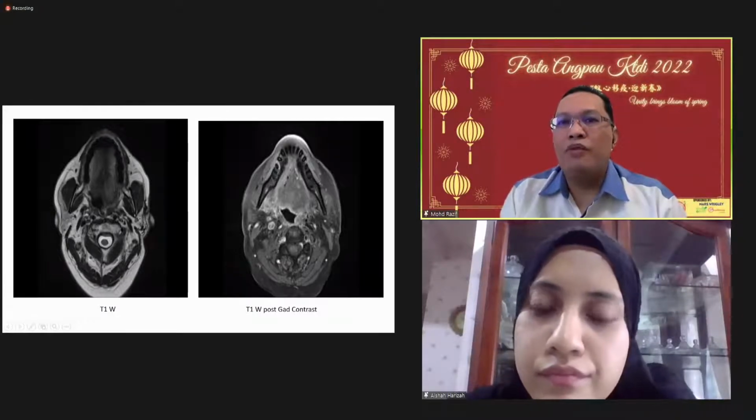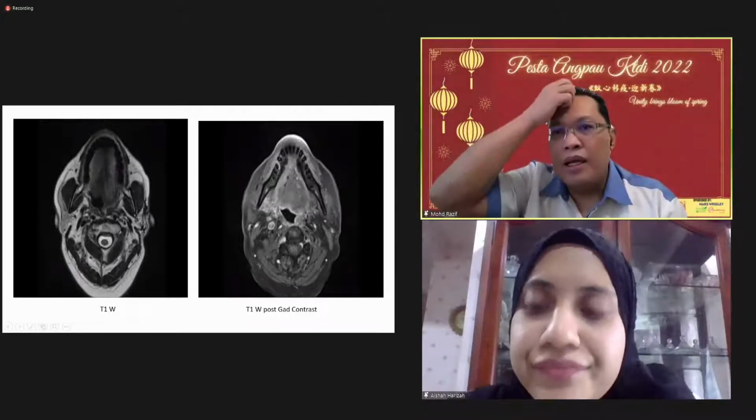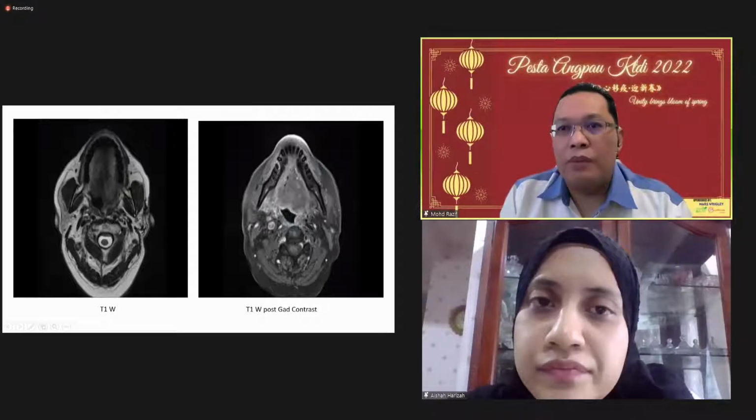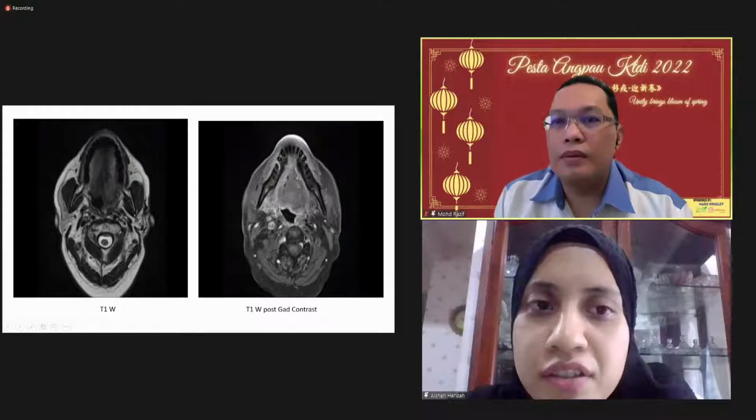Because if you wait for MRI, you don't have it, then there is delay, dia akan lambatkan lagi untuk kita treat the patient. So yeah. So I'll continue.